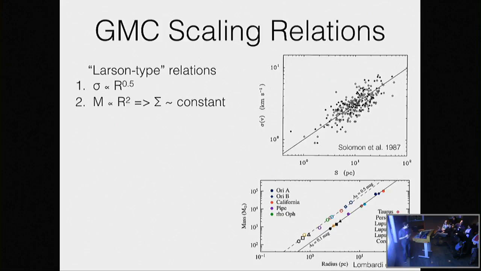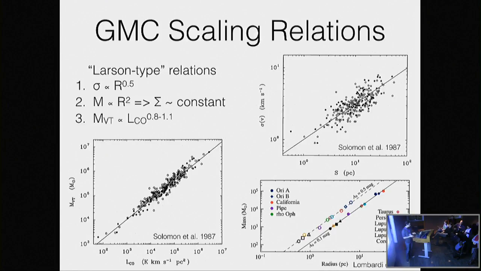The second scaling relation, and you can actually formulate these in a number of ways, but this is the way I'm going to formulate them today, is that the mass scales as the size squared. You can see in the lower right here, size on the x-axis, mass on the y-axis, and an extremely tight correlation seen in local Milky Way clouds, studied by Lombardi in 2010 using extinction. And the exponent here is 2, which suggests a constant surface density of GMCs. Is this a universal property of all GMCs, or is it only constant in the local universe? That's a question I'd like to explore.